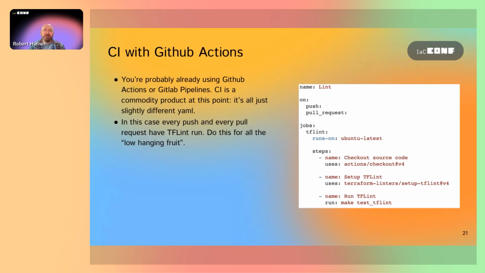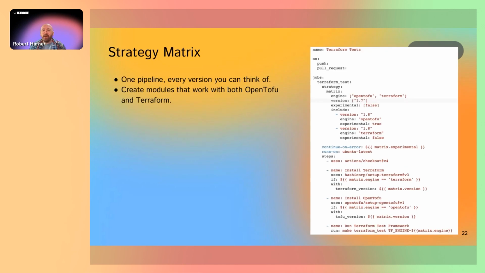Add in some CI, automate this. Every time you have a pull request, every time you have a push, just run your tests. Again, if you do this with just the low-hanging fruit, you're already doing better than a lot of teams. You can also use the strategy matrix to test against every version. Test against OpenTofu, test against Terraform, test against the different versions of both of those. If you have a company where people are using both of these softwares, it's remarkably easy to just test against both and be happy with it. Your modules will work regardless of who's using them.